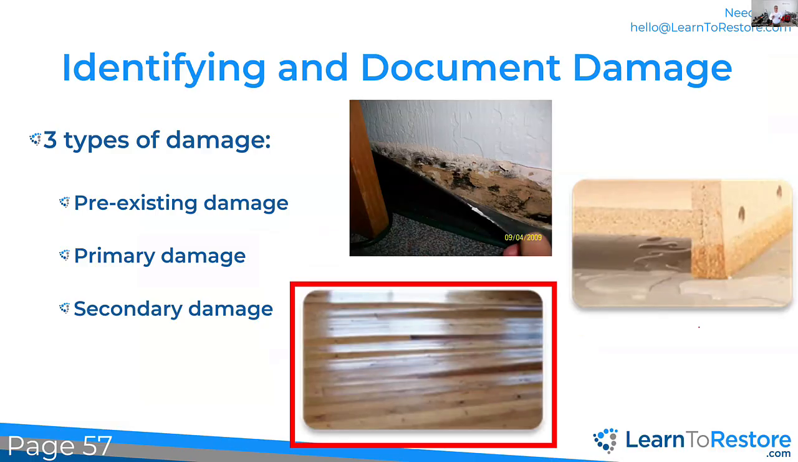There's three types of damage that you want to be aware of. Pre-existing damage, the damage was already there. Primary damage, what the water did when it hit it. And secondary damage, which I call the second wave of damage. If we don't get that water out of there and the water in liquid form or vapor form stays there long enough, it's going to cause additional issues or secondary damage.